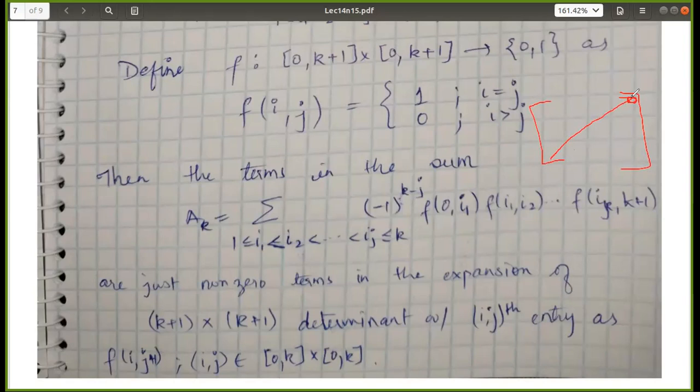Sorry, what am I saying? This diagonal was 1. The other diagonal was 1. This all is 1, we know. And all other entries in this section are 0, the lower right section, where i is bigger than j.